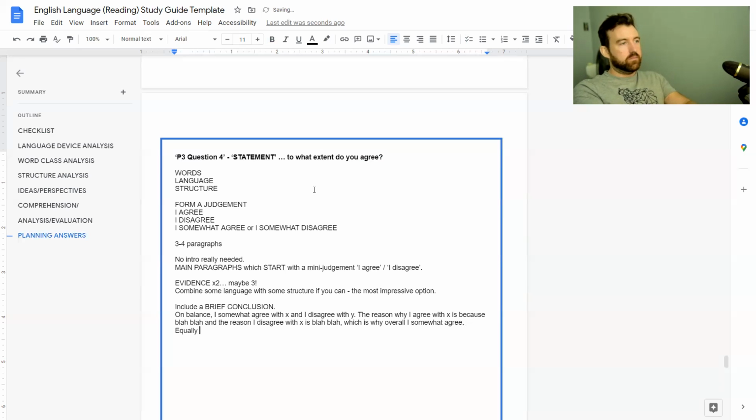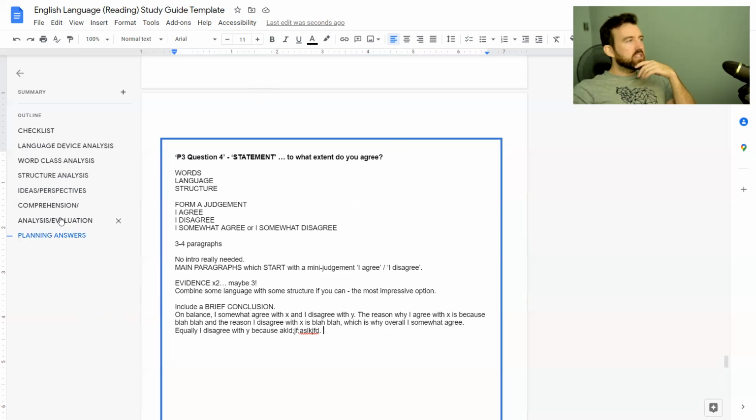Equally, I disagree with Y because blah, blah, blah. Now, the reason I think that would be good is because it just leaves the examiner knowing exactly where you stand with everything. And it leaves the examiner knowing that you definitely formed an evaluation. You definitely formed a judgment, and you sum it up at the end nicely like that. So that is what's going on with that.